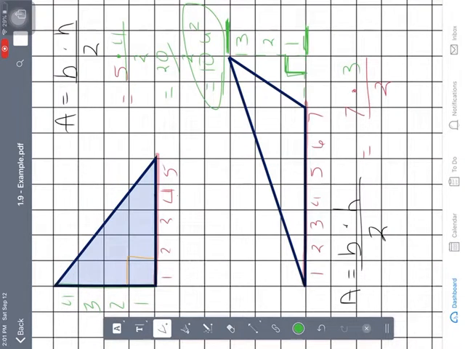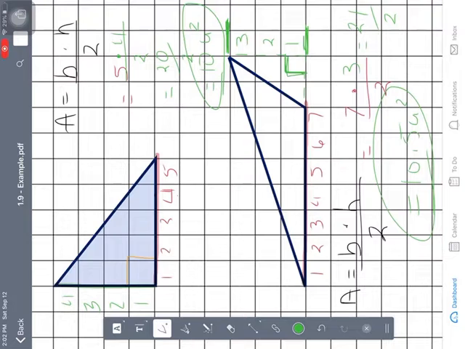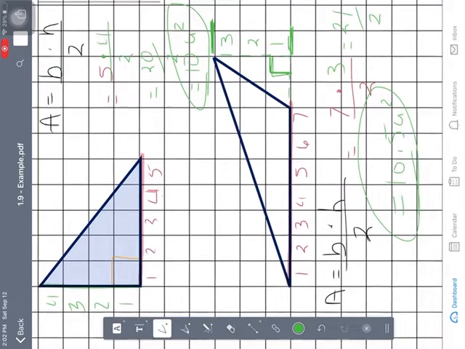So 7 times 3 is 21 divided by 2. I know you guys can do that math, so I'm not going to show you the long division. I'm just going to do that quickly. So that is going to be 10.5 units squared. Okay. Once again, if you want to take a screenshot of that, you are more than welcome to do so now. Okay, I'm going to move on to the next part.